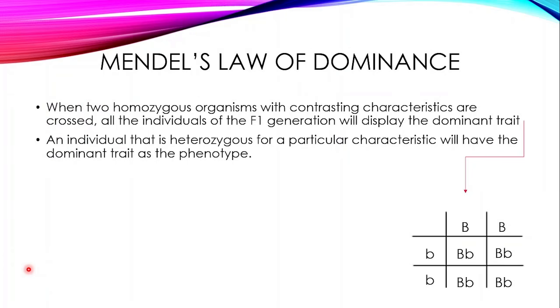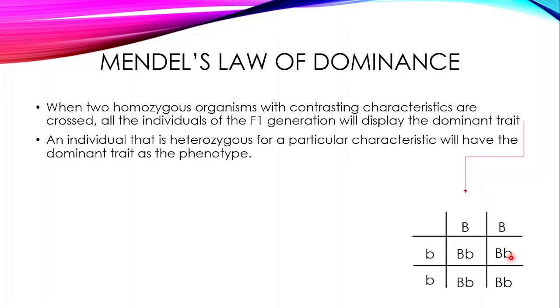Okay, then Mendel's law of dominance. When two homozygous organisms with contrasting characteristics are crossed, all the individuals of the F1 generation will display the dominant trait. What this means, I showed a Punnett square here to basically describe what this is saying. So two homozygous organisms, capital B, capital B and small b, small b, with contrasting characteristics are crossed. So if they have contrasting characteristics, this one has the capital B and the other one has the small b, the lowercase letter b. And all the individuals of the F1 generation will display the dominant trait.